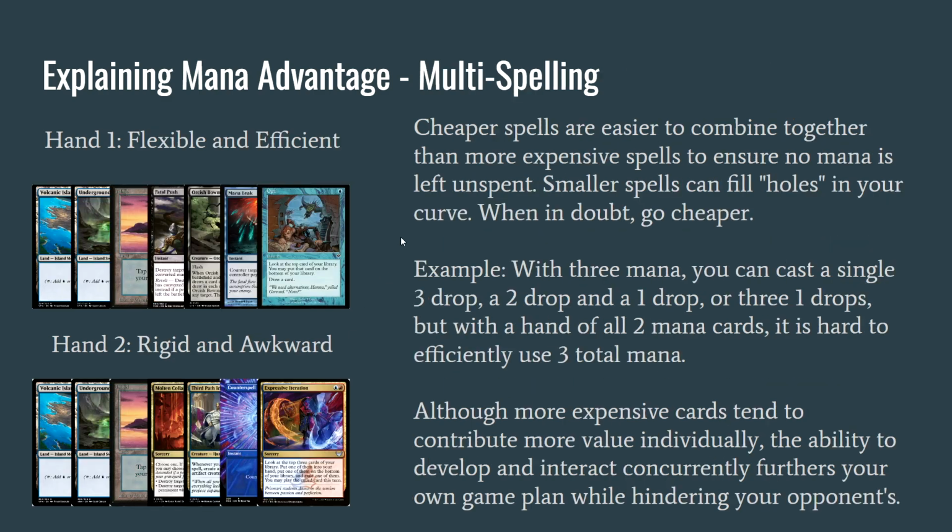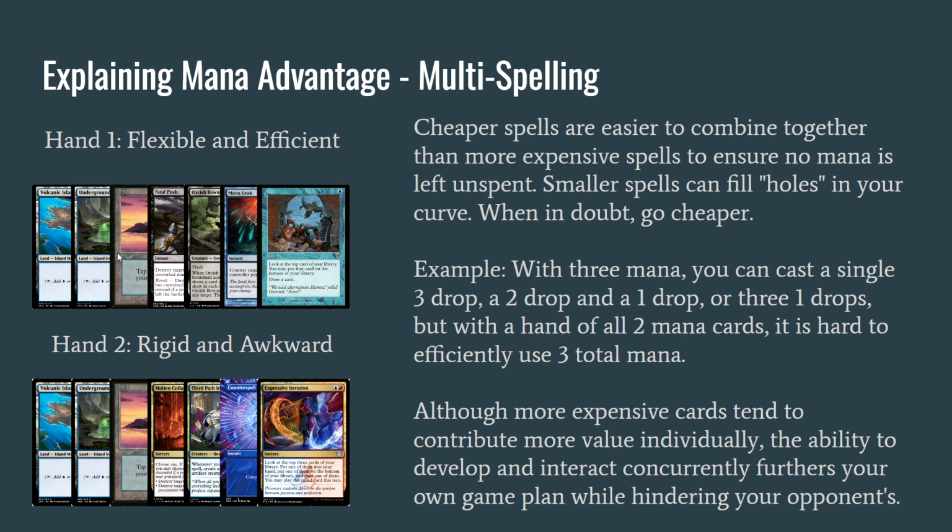Another way to look at mana advantage is the ability to multi-spell. Cheaper spells are a lot easier to combine together to fit the amount of mana that you produce in a turn than more expensive spells are. So smaller spells can basically fill holes in your curve. If you've got a bunch of 1-drops and 2-drops, those can fit turn 1, turn 2, turn 3, turn 4, turn 5, etc. But if you've got a bunch of 2-drops, it might be hard to sequence everything.